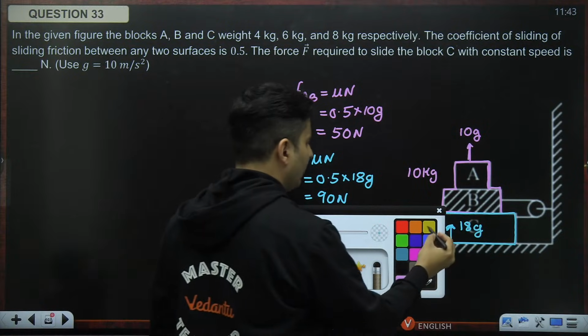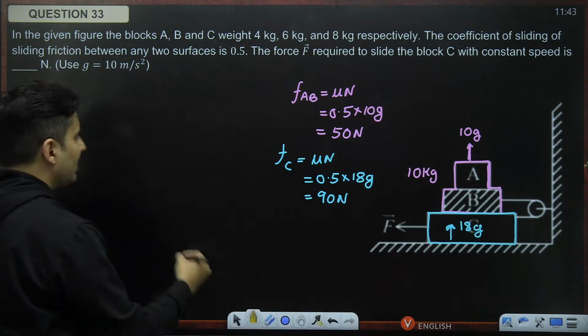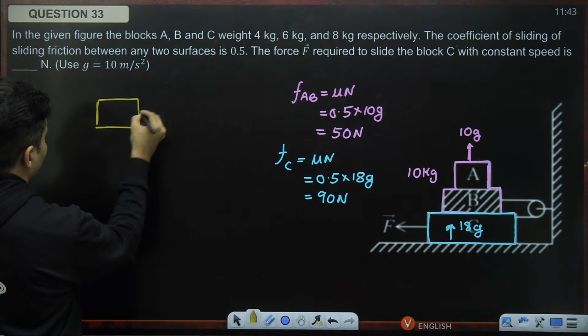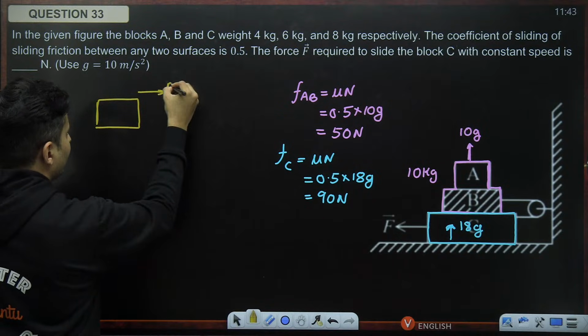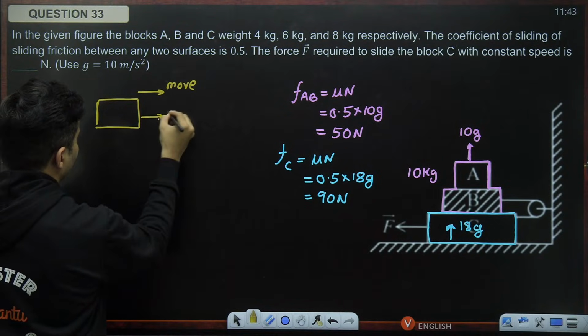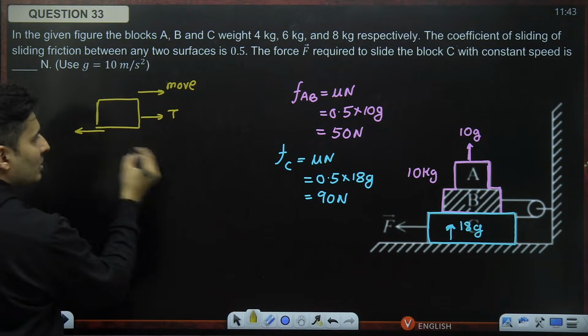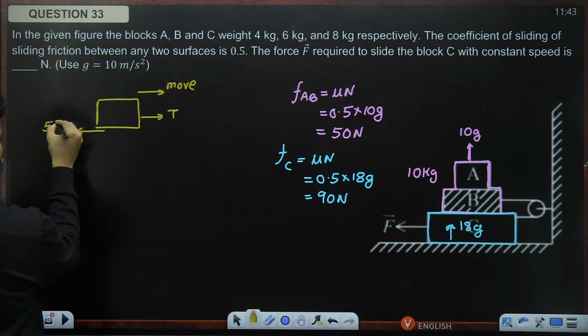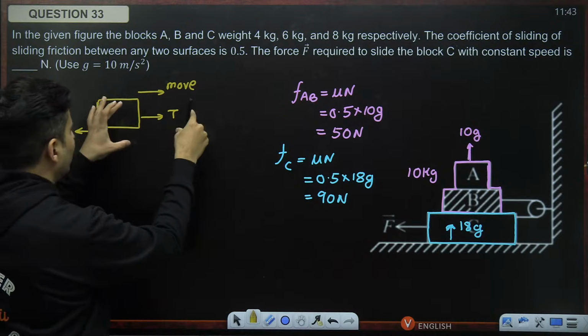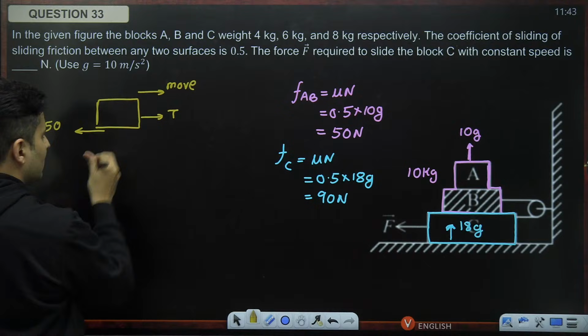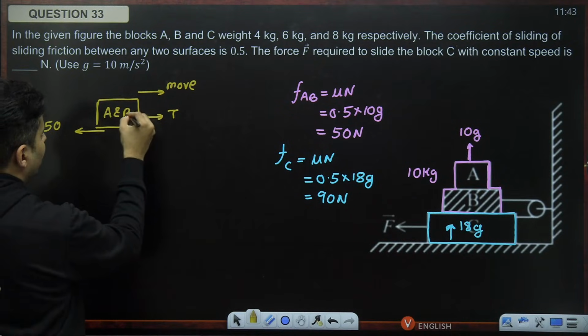Now see guys, what will happen? If you consider A and B as a block together, it will try to move here because of this particular tension. And the friction which will balance it is nothing but 50 Newton. It will try to move here, so it will be opposed like this. This is A and B together.